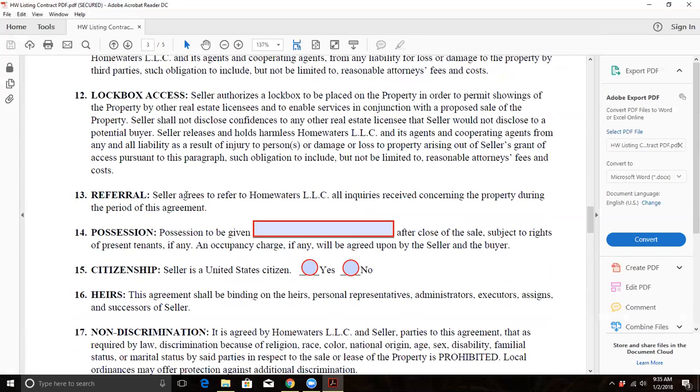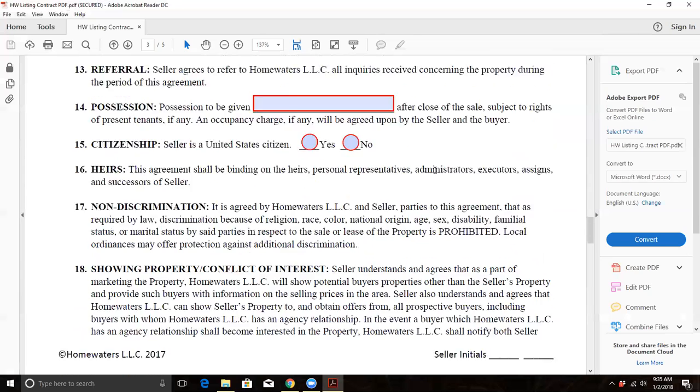This is important, referral language. Seller agrees to refer to Homewaters LLC all inquiries received concerning the property during the period of this agreement. I do not want our sellers out there trying to put their own deal together and go around us. They're agreeing when they sign the listing with us that if there's a lead on it, they send it directly to us. If they don't, they're in breach of the contract.